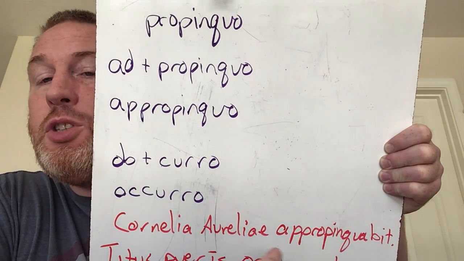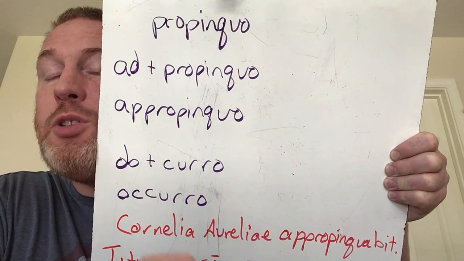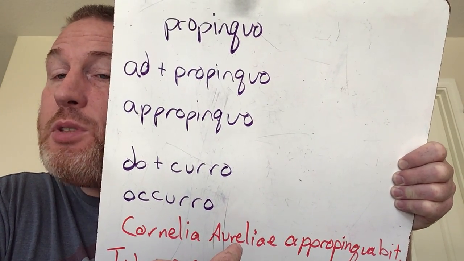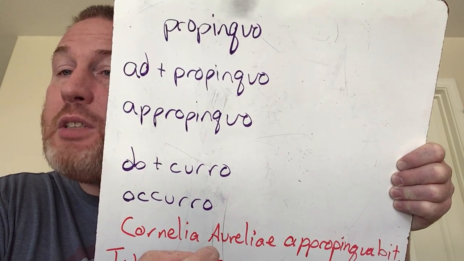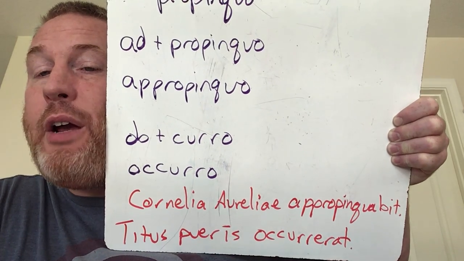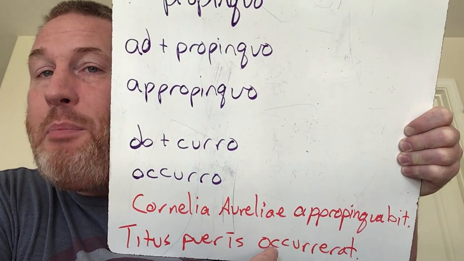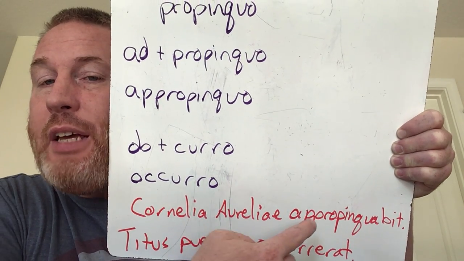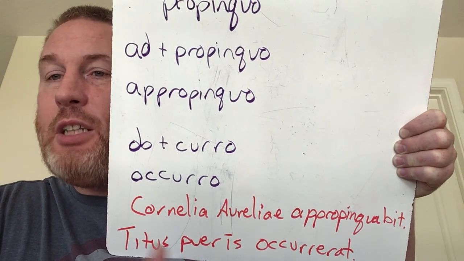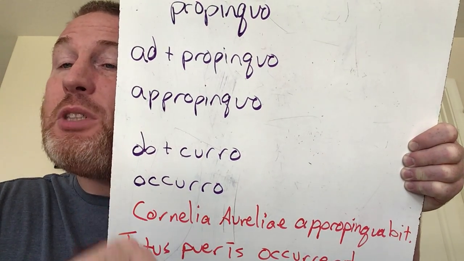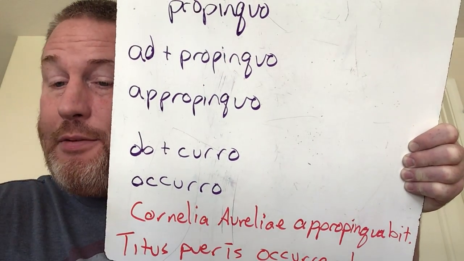So, Cornelia Aureliae apropinquabit. Cornelia will approach Aurelia. Now, if we didn't want to use the dative, if we want to put her in the accusative, we would just need to put ad in front of it, because ad governs the accusative. The next one, Titus pueris occurrerat. Titus had met the boys. These verbs take the dative. You can either memorize as such, or you can remember that if it's not a transitive verb and it has a preposition in front of it, it will take the dative.